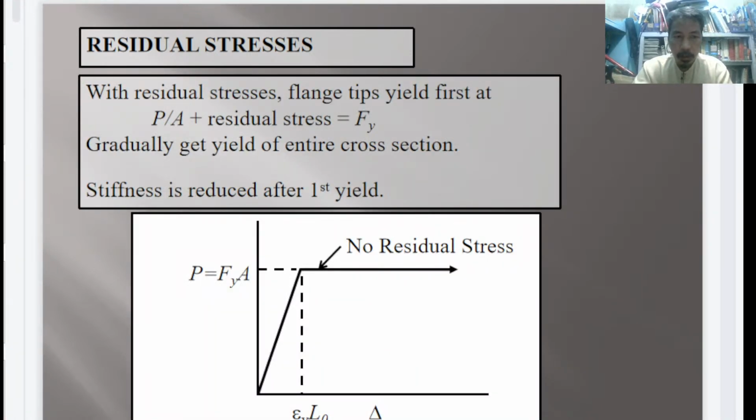With residual stresses, the flange tips yield first at force divided by area plus residual stress. So there is another term. Now the theory is P over A is equal to Fy, but now we have something additional, that is residual stress. So it gradually gets yield of the entire cross-section. Gradually, little by little, it accumulates. Stiffness is reduced after first yield.